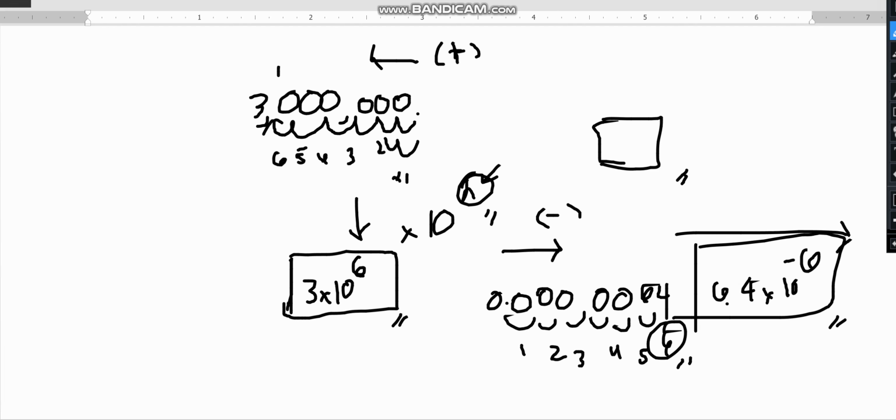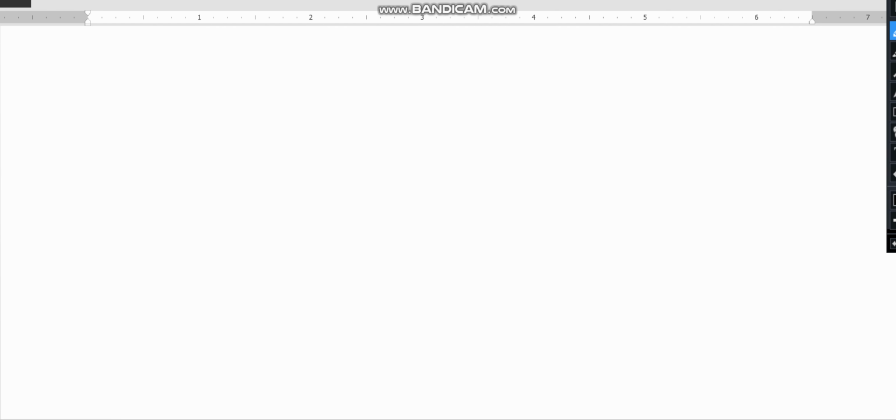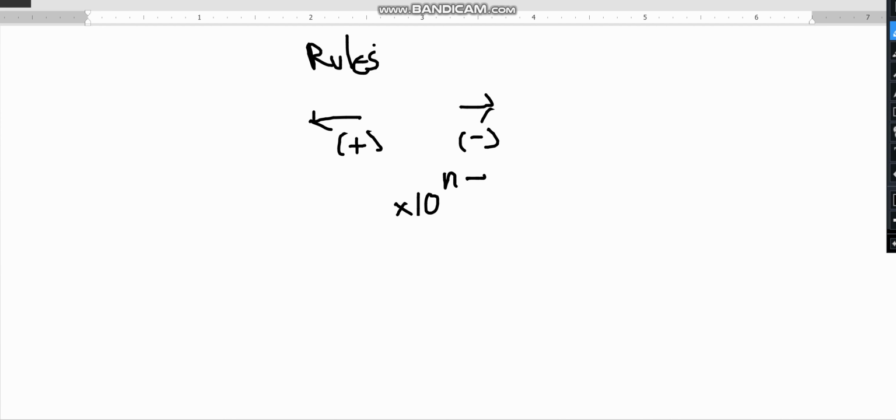And how do we do it? If we make a summary, it's pretty easy. We have the rules that if we move to the left, we get a positive power, and if we move to the right, we get a negative power. And the standard notation for scientific notation is times 10 raised to the n, where n is the number of times that we move.